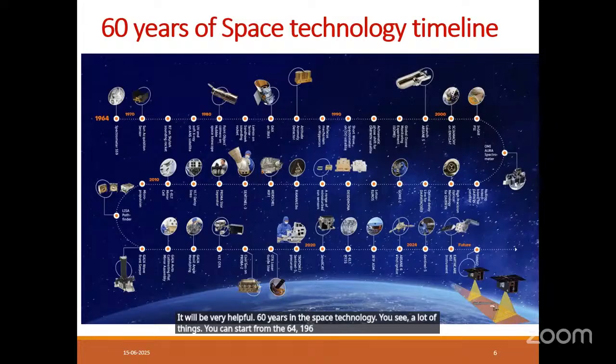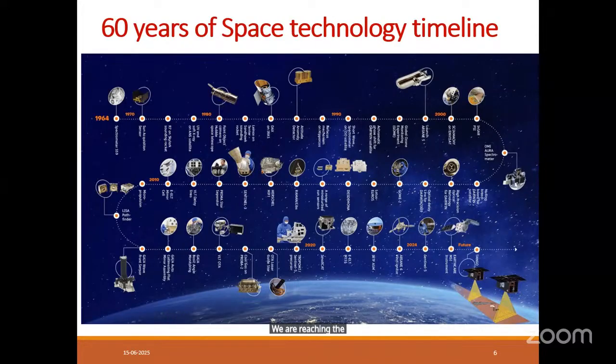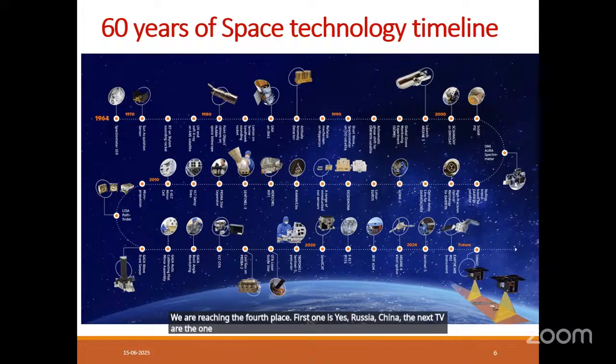1964 to 2025, we achieved a lot. You know very well, we are the fourth country in the globe. Technologically, in space technology, we have reached the fourth place. First is the US, then Russia, China, and next is us. Very soon we will come as number one.